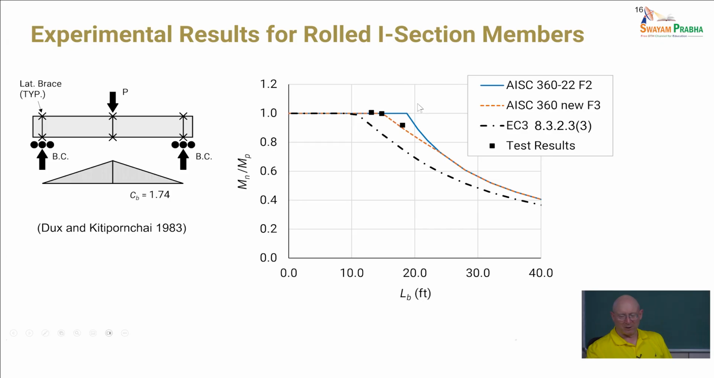A problem, I'd love to do some more experimental tests to gather further data on this. There really aren't any super long rolled section tests to look at the limit of this if you really push it. So this is a beam type section here that they're testing. It's 3-point bending. CB is 1.74.